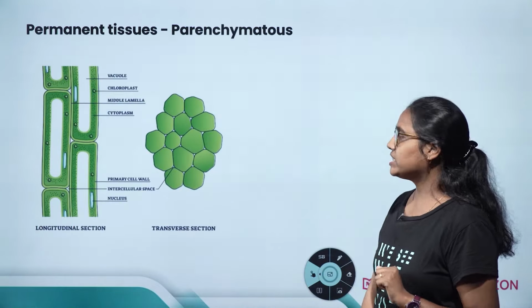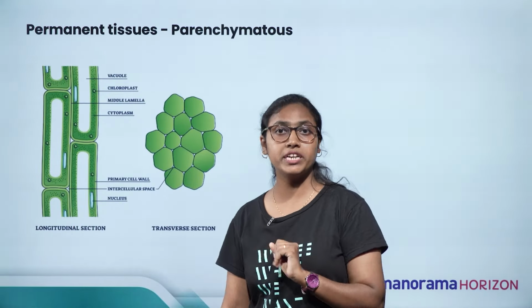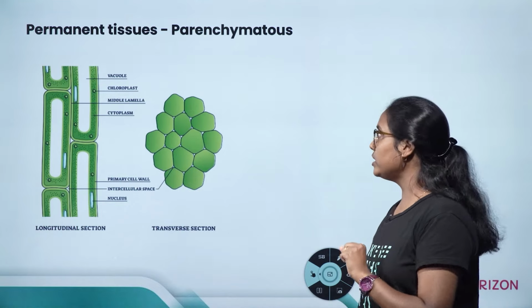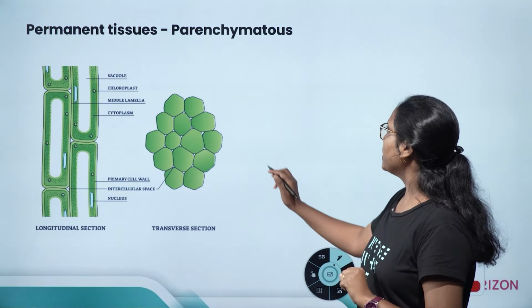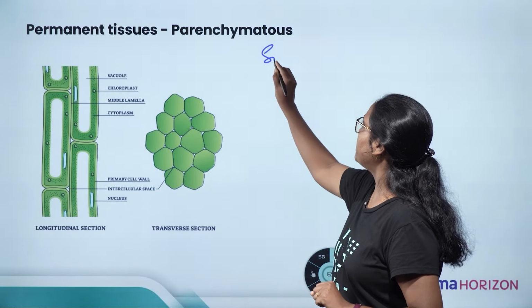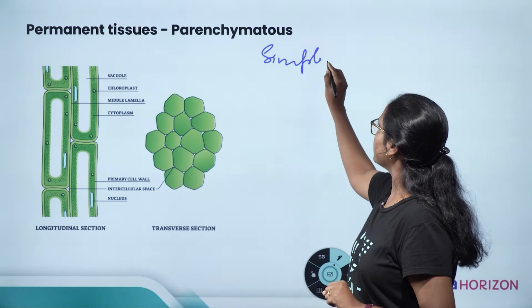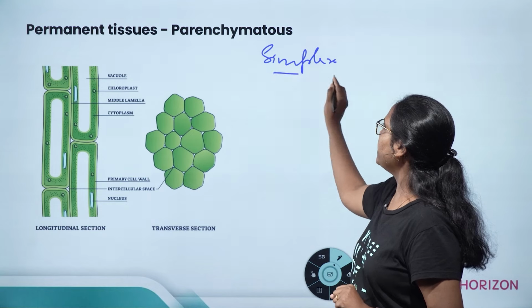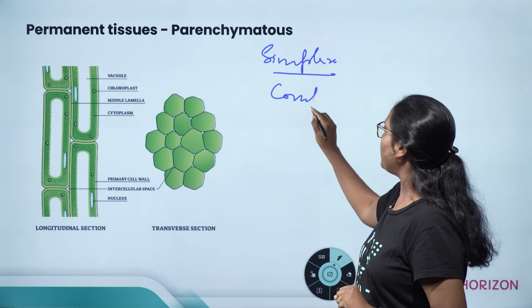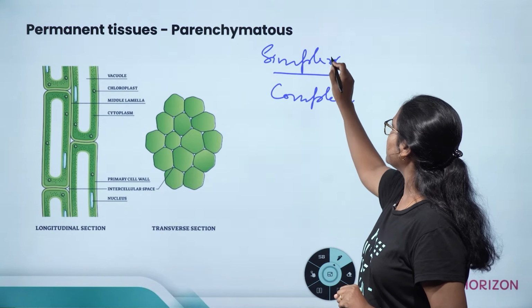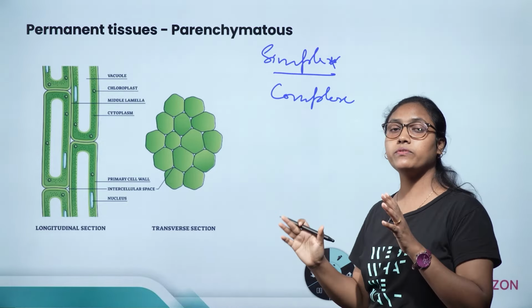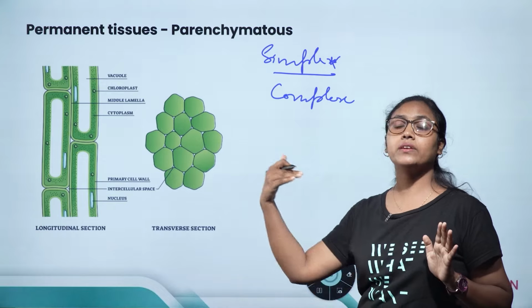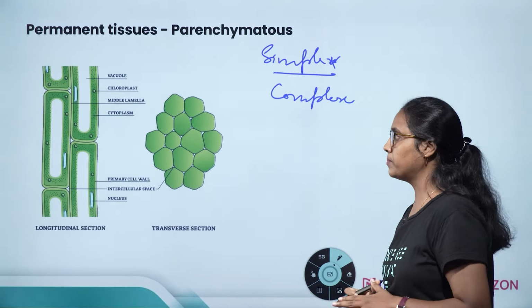Now the next type is the permanent tissues. Permanent tissues are divided into two: simple permanent and complex permanent. So first we'll deal with simple permanent and then we'll move on to the complex permanent tissues.